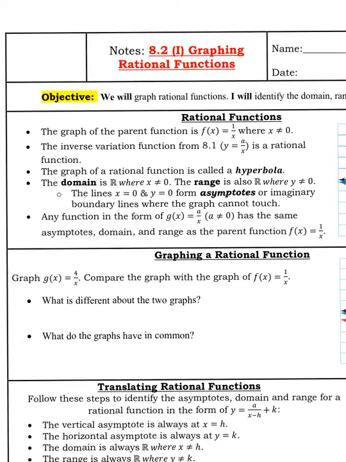The graph of the parent function for a rational function is f of x equals 1 over x, where x can't equal 0. Why can x not equal 0? Because you can't divide by 0. There's no multiplicative inverse of that. So x can't equal 0.